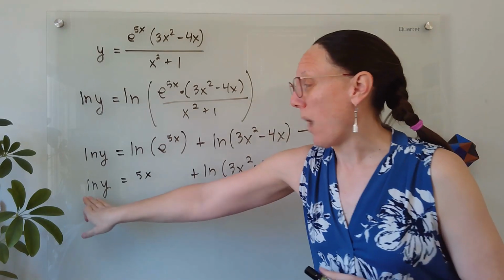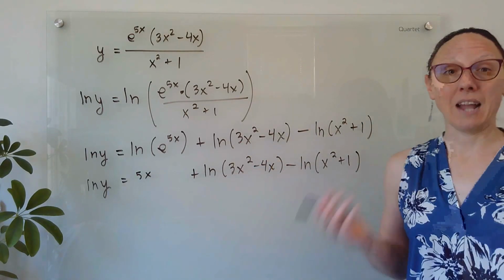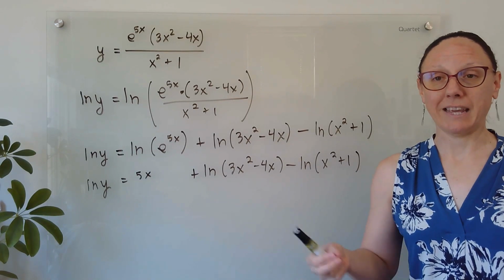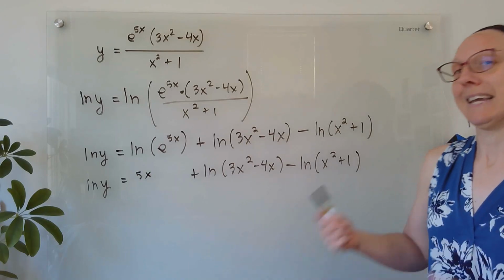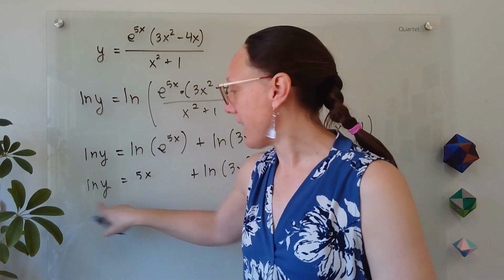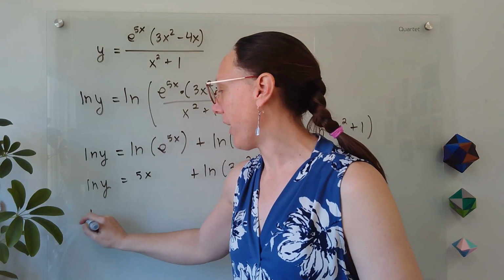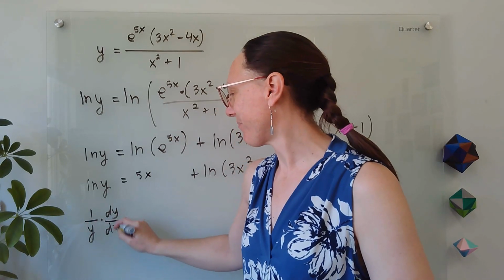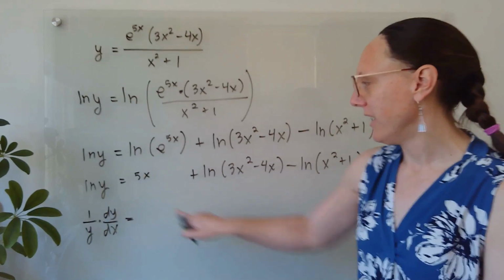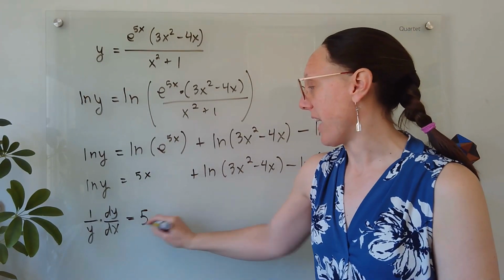And because I've got y inside another function, I know that I'm going to need to take this derivative implicitly. So I'm going to take the derivative with respect to x implicitly. When I take the derivative of natural log of y, I'll get 1 over y times dy dx. And on this side, the derivative of 5x is 5.